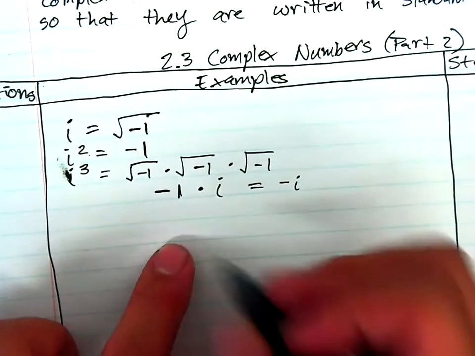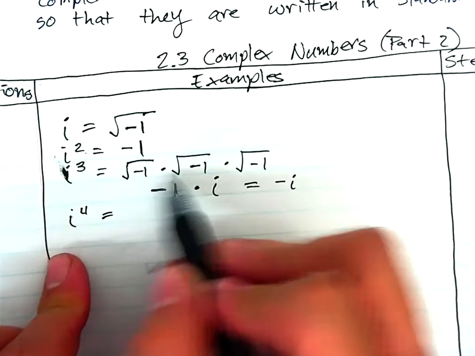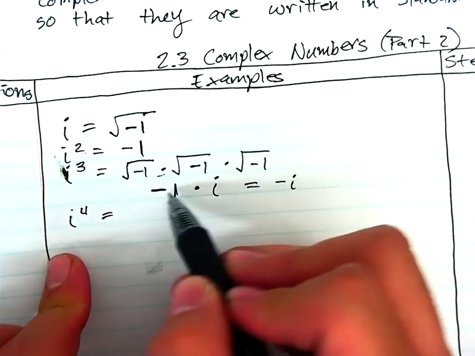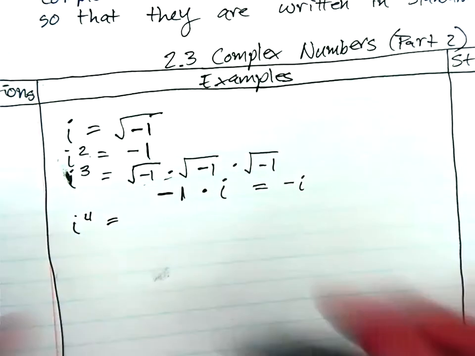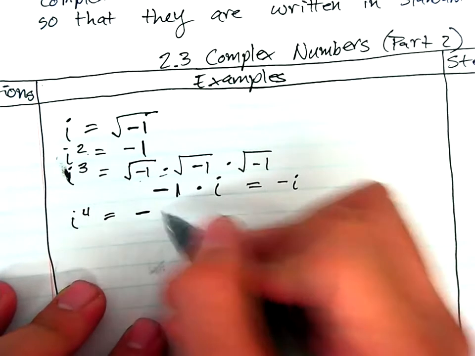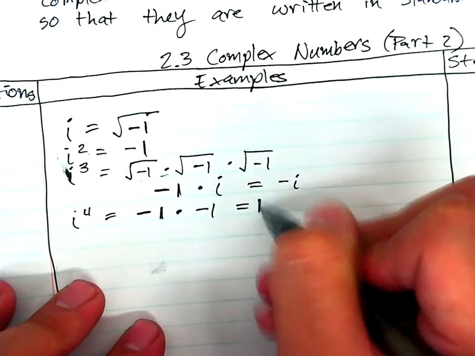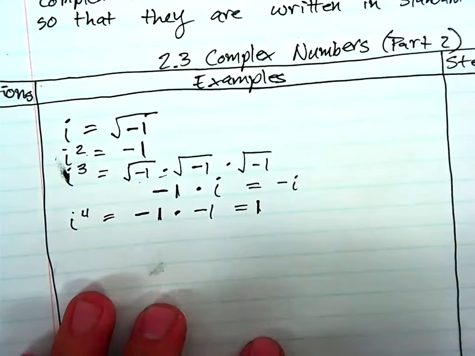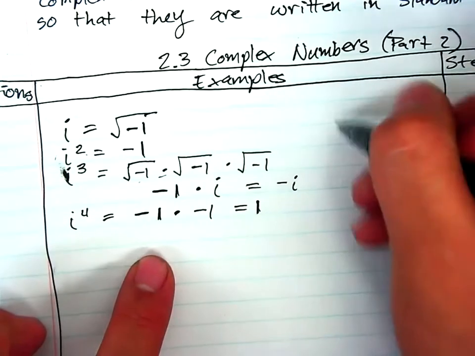Okay? Same thing for i to the 4th. If I were to write out all of this, I would get square root of -1 times square root of -1 times square root of -1, so on and so forth 4 times, until I end up with -1 times -1, which would be 1. Okay? There's probably an easier way, and you can do that by using your rules of exponents.